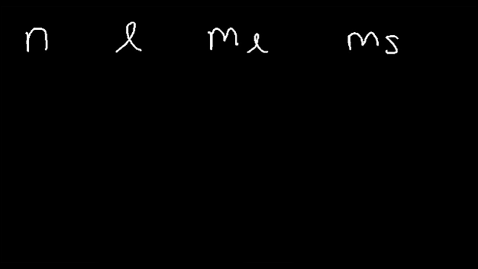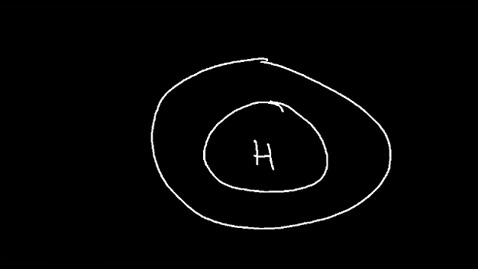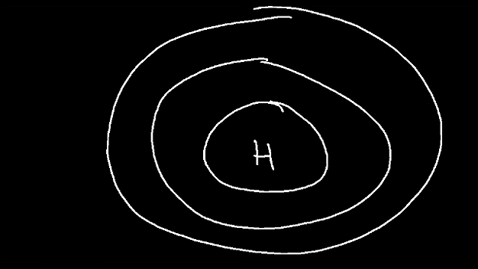So let's talk about n first. If you think of the Bohr atom, let's say hydrogen, the first shell is the first energy level, this is the second, and then this is the third. So this is n equals 1, n equals 2, n equals 3, and so forth. So n represents the main energy level.